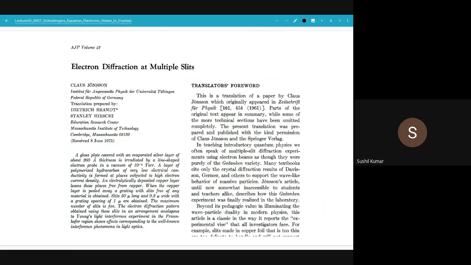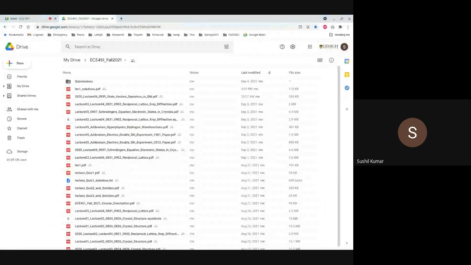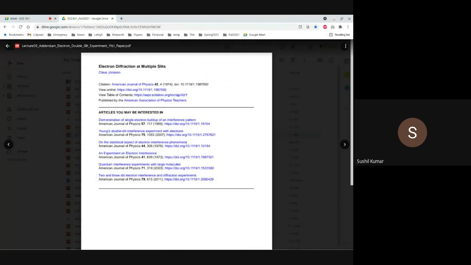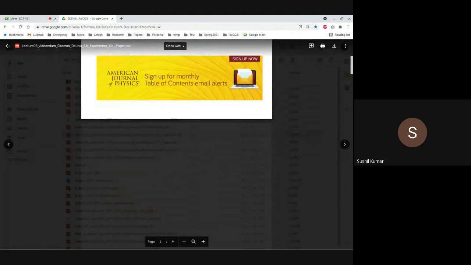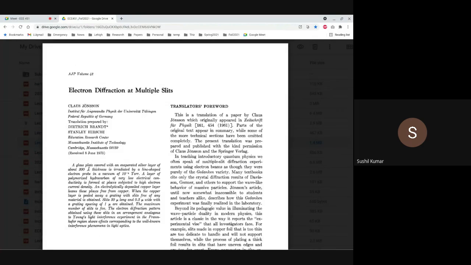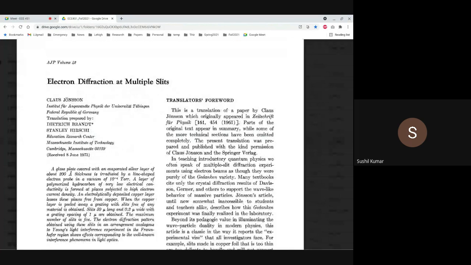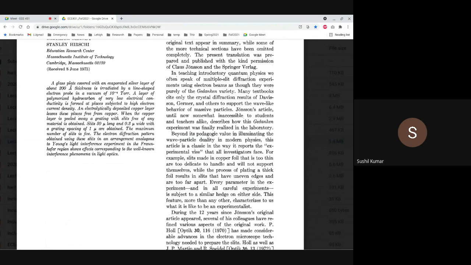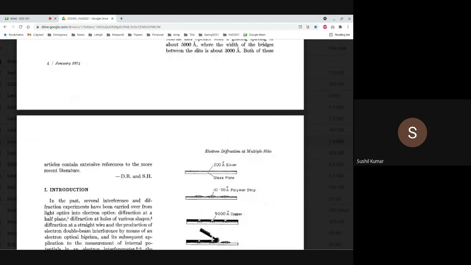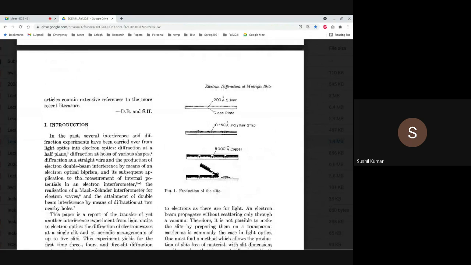And actually, let me open that paper. I'll send it to you later. 1961. So this is the paper by Klaus Johnson. And it's always interesting, why did it take them so long? Actually, if you look at the experiment, it took them probably this long to do it because of the difficulty in doing this experiment.